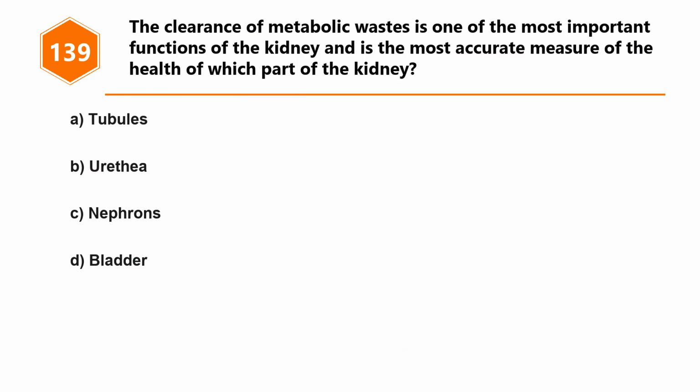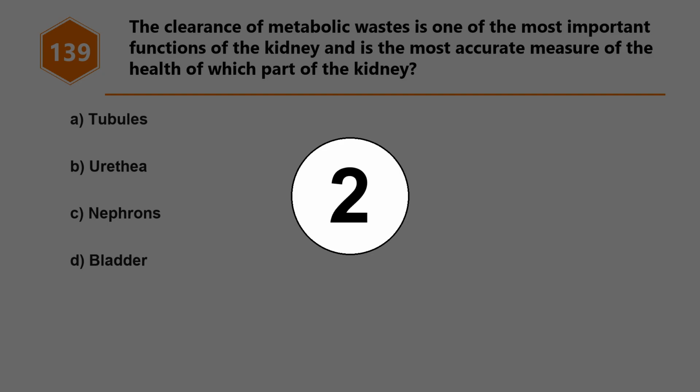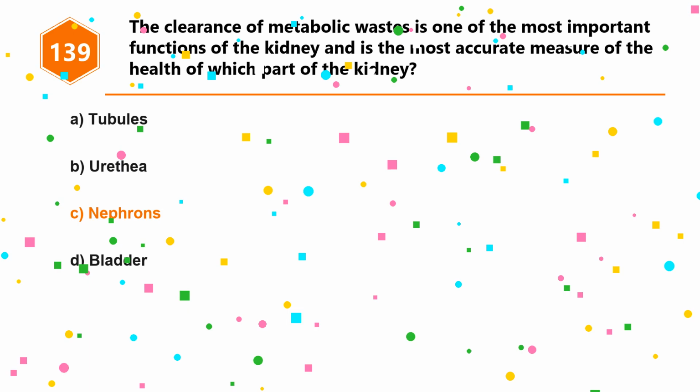Question 139. The clearance of metabolic wastes is one of the most important functions of the kidney and is the most accurate measure of the health of which part of the kidney? Option A, tubules. Option B, urethra. Option C, nephrons. Option D, bladder. The correct answer is option C, nephrons.